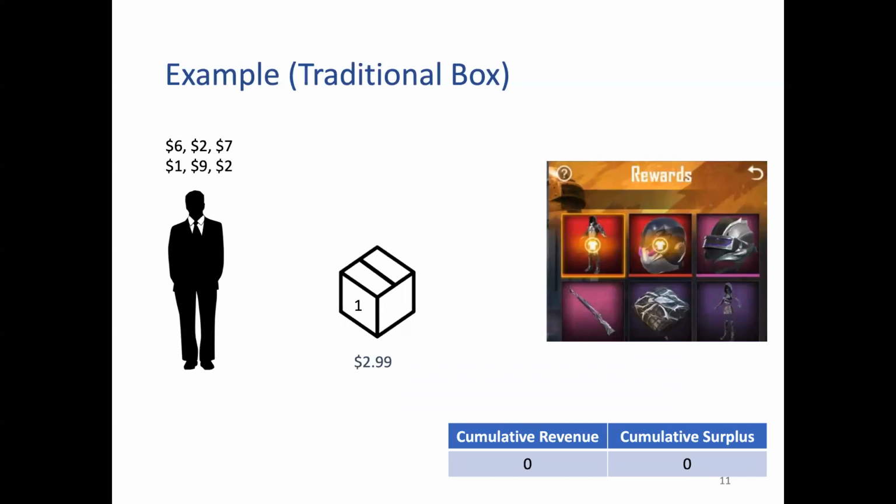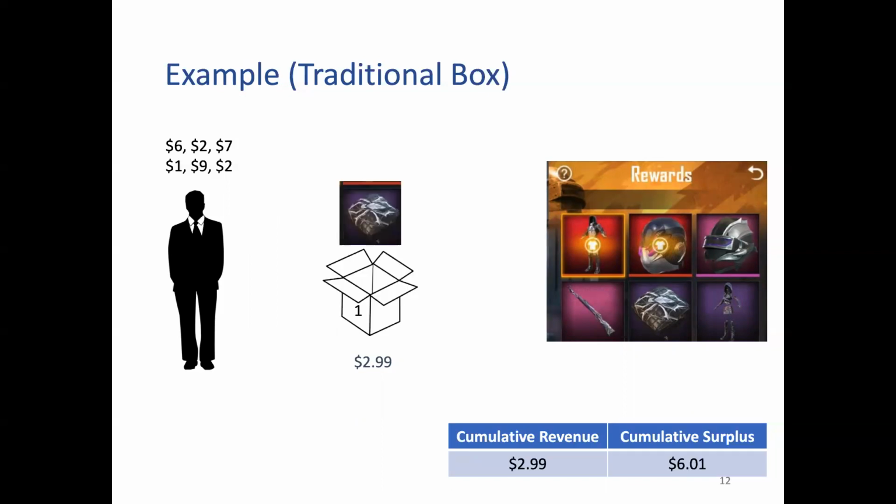So suppose we have a traditional box here, which has 6 items, and when a customer comes, he looks inside, he will generate 6 numbers over his head, which is the valuation of the items. And the box is priced at $2.99. So when he faces the first box, his valuation to the box is the average of the 6 numbers, which is 4.5, and it's greater than $2.99. So he will purchase the first box.